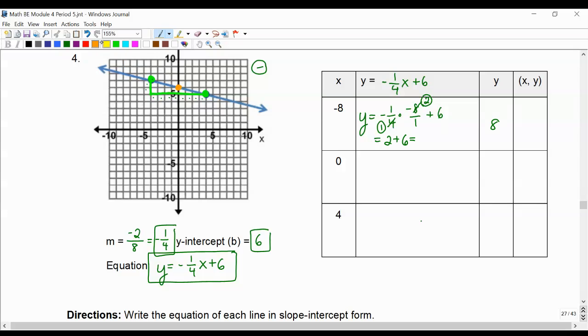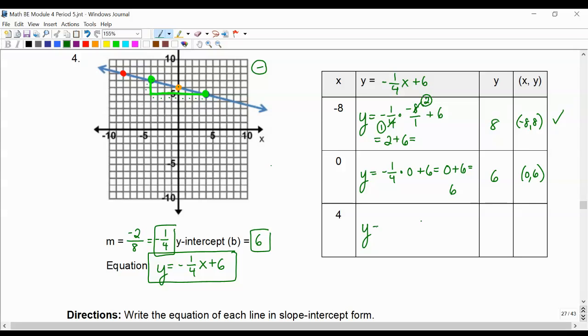And when I'm also going to do the homework, I can check. So -8, bingo, is on the line. If it isn't, then I can start to try to hunt for where my error is. Next, we're going to plug in 0, which is 0 plus 6, which is 6. 0, 6. Oh yeah, that was a point I already had.